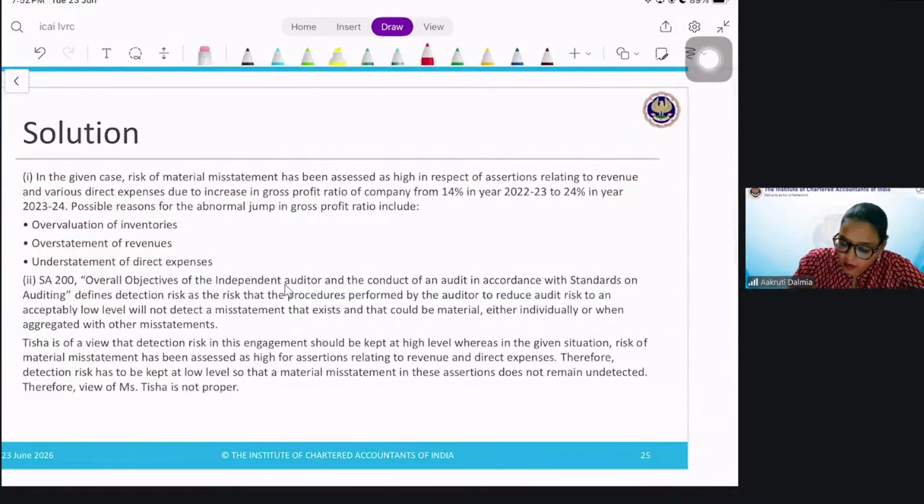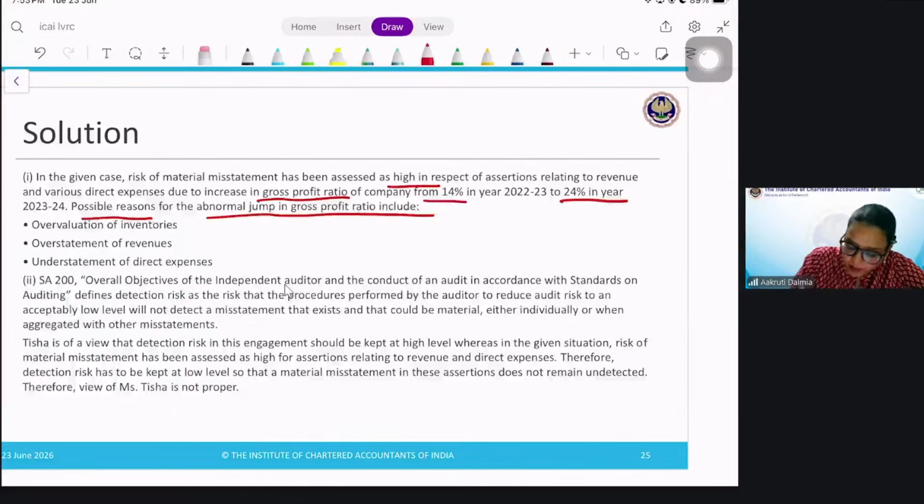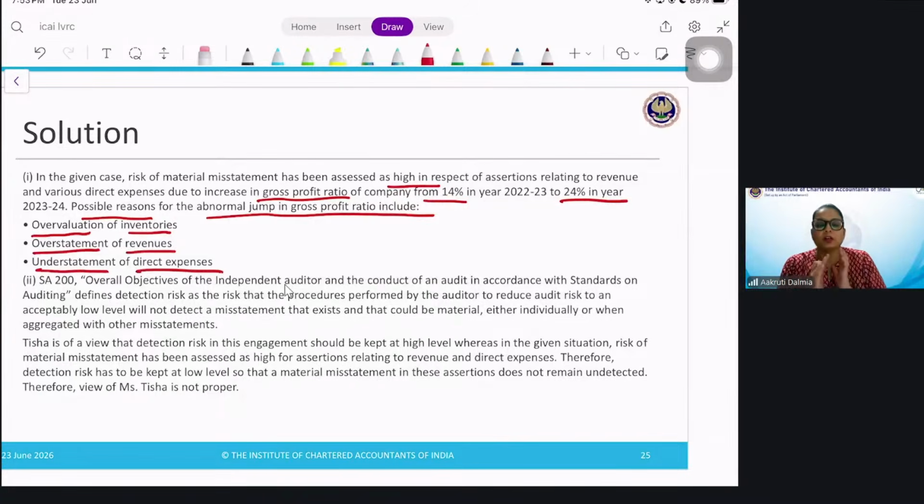In the given case, the risk of material misstatement has been assessed as high with respect to revenue from direct and various expenses due to the increase in gross profit ratio from 14 to 24. Possible reasons for the abnormal jump: normal is not given, abnormal means you're suspecting. It could be overvaluation of inventories, overstatement of revenues, understatement of direct expenses. So when I am approaching, I'll focus on three areas. Whether something extra has been written in inventories, whether extra bills have been added in revenue, whether some bills have been made to disappear from expenses.